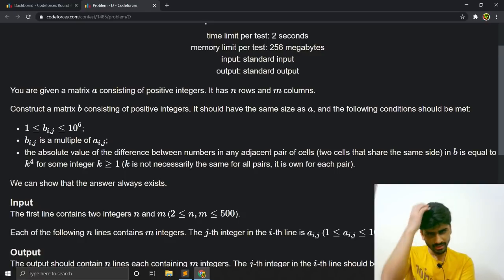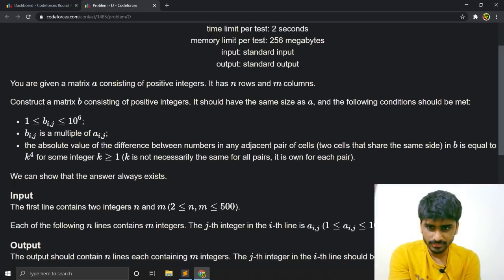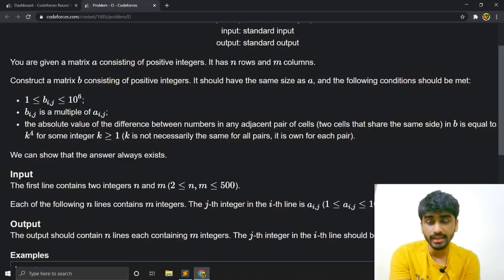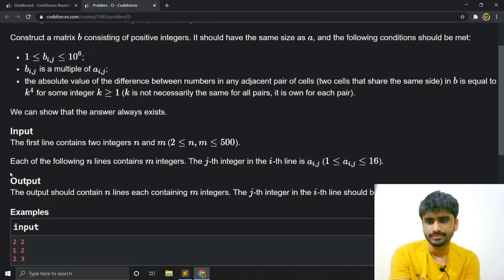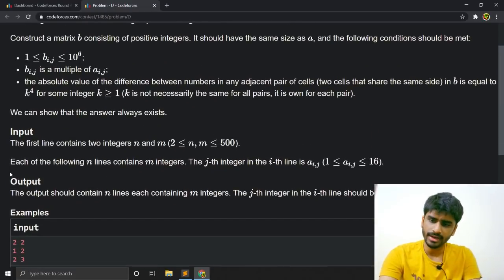The difference between any adjacent pair of cells should be equal to k to the power 4 for some integer k. And k should be greater or equal to 1. Okay.